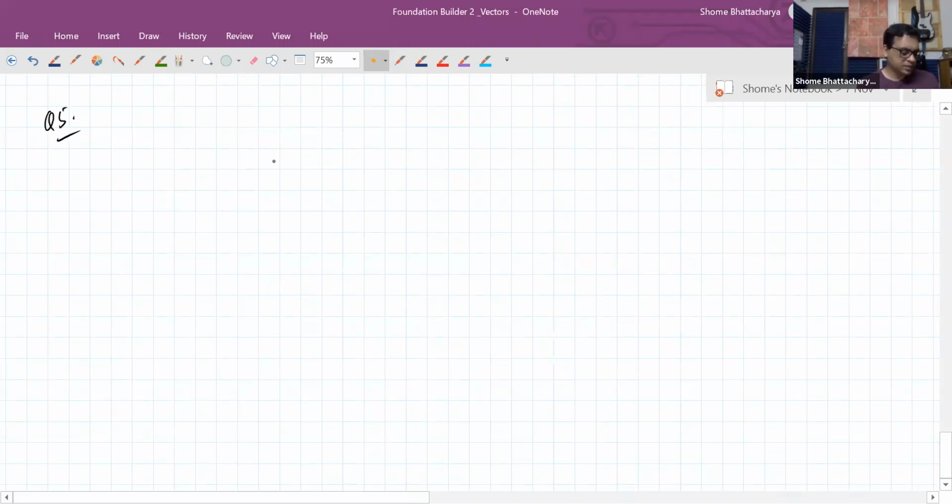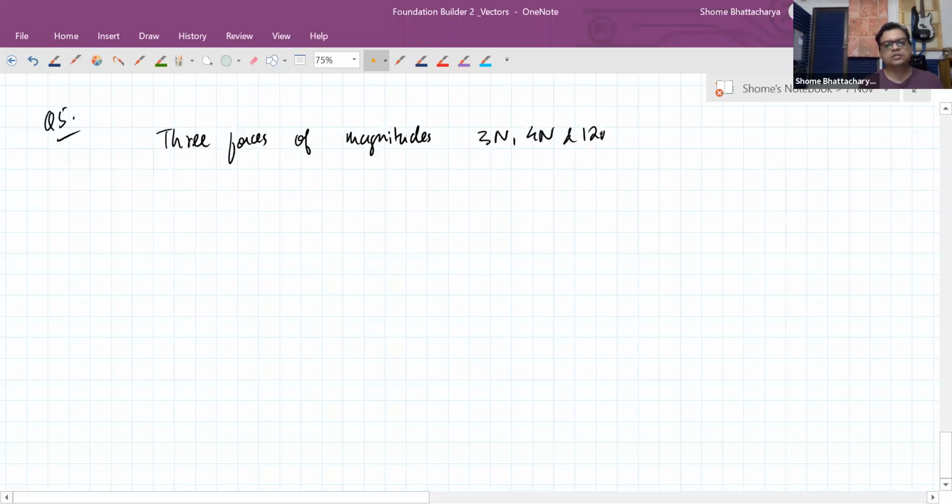So question number 5 is like this. We have three forces of magnitudes 3 newtons, 4 newtons, and 12 newtons acting in mutually perpendicular directions. You want to find the magnitude of their net.